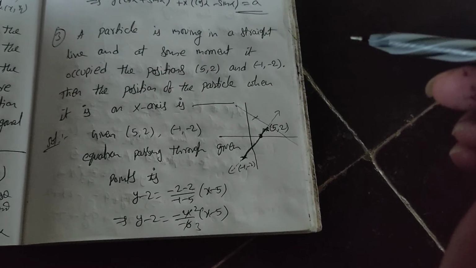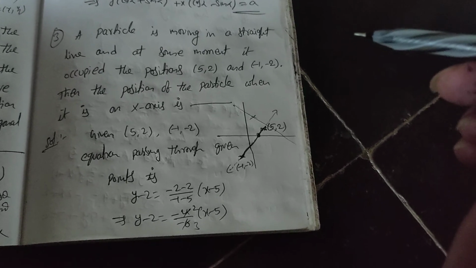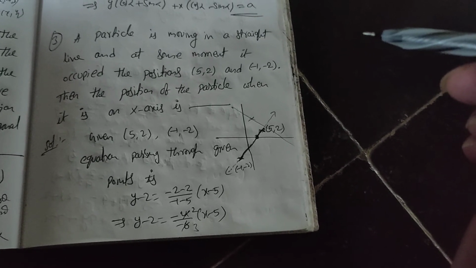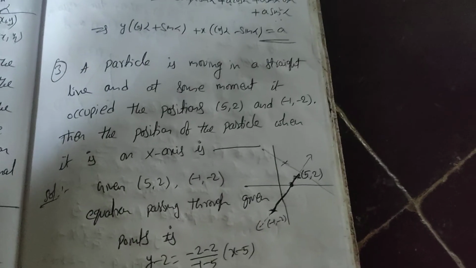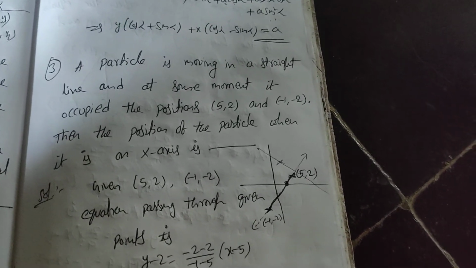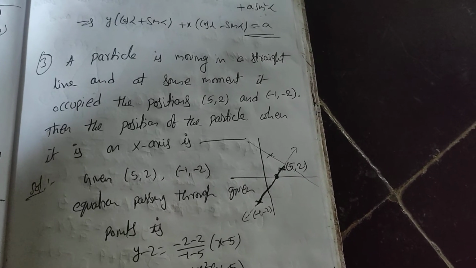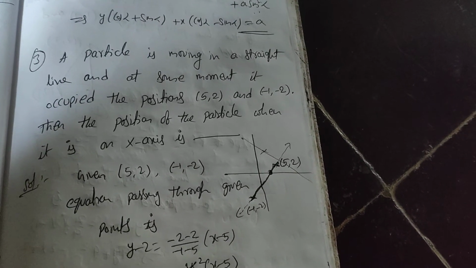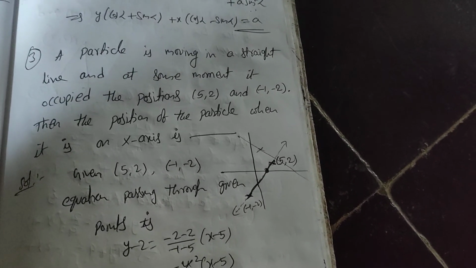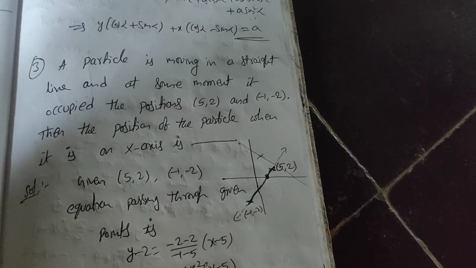Next question is, a particle is moving in a straight line and at some moment it occupied the positions 5 comma 2 and minus 1 comma minus 2. Then the position of the particle when it is on the x-axis is. A particle is moving in a straight line and at some moment it occupied the positions 5 comma 2 and minus 1 comma minus 2. Then the position of the particle when it is on the x-axis is.